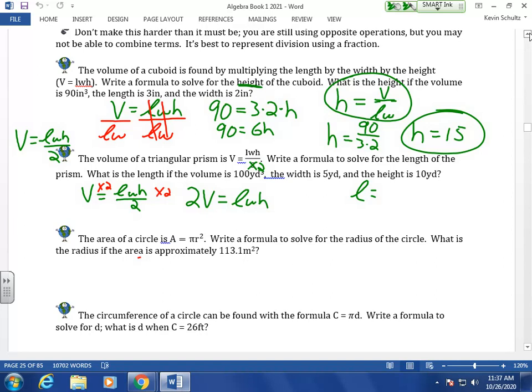Divide by? W. Right. We're multiplying the length by WH. So if we divide both sides by WH, that's going to cancel them out on the right side, leaving us with the length by itself. On the left side, we have our formula: 2V divided by WH.